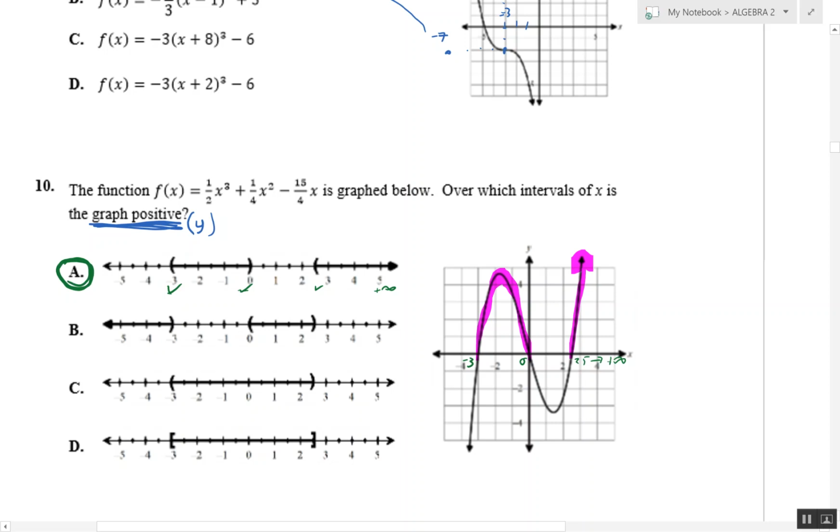So that's how we do questions 1 through 10 on this test. If you have questions, or if you don't understand something like this, watch this video again.